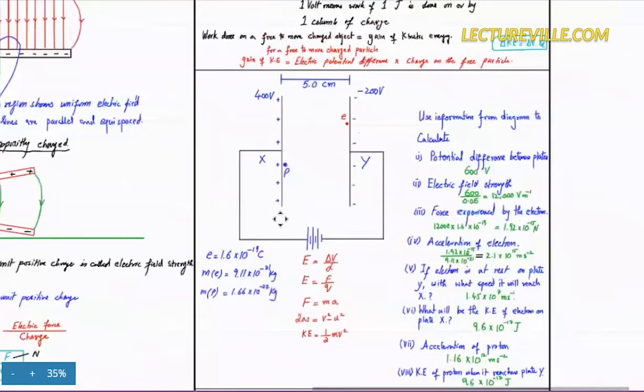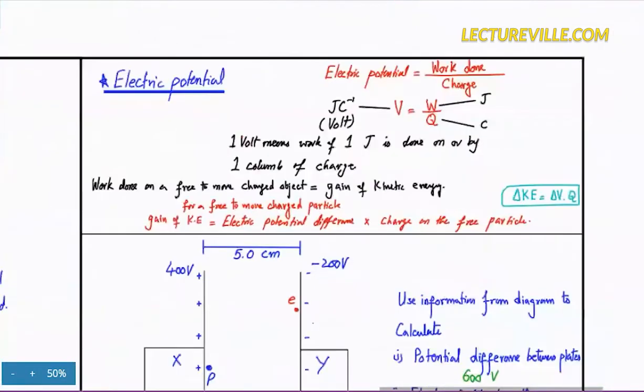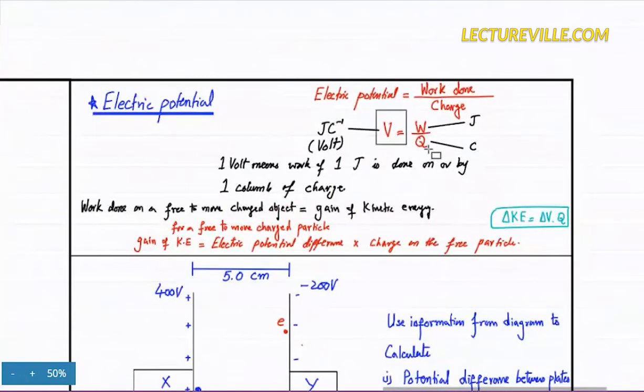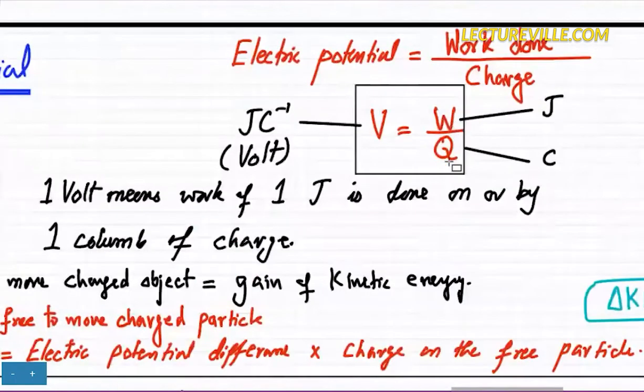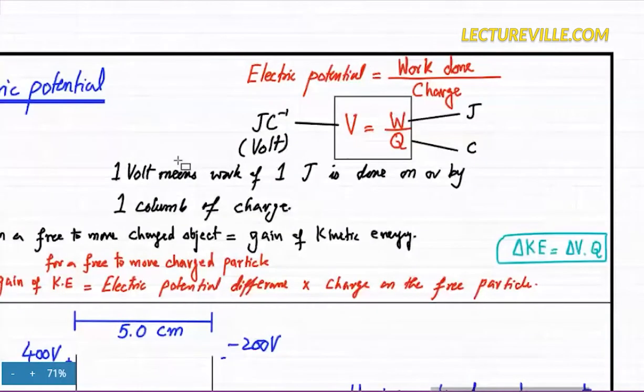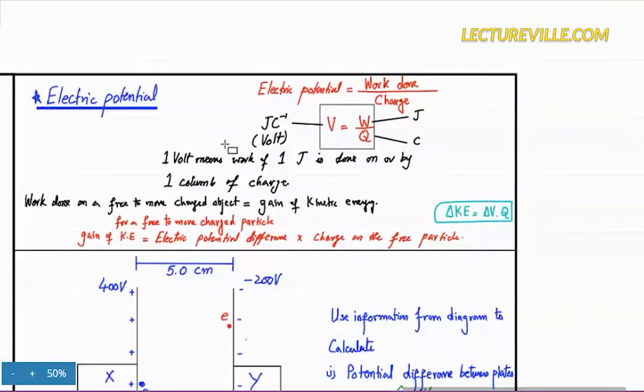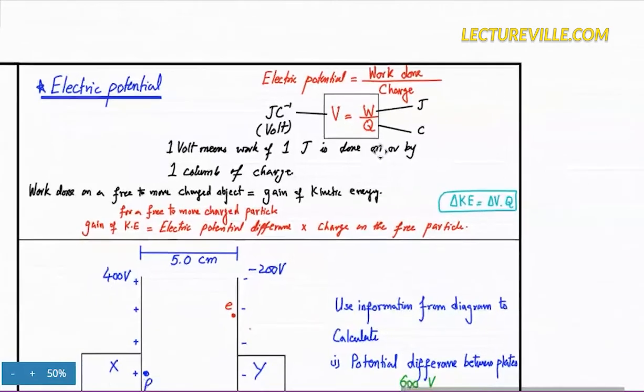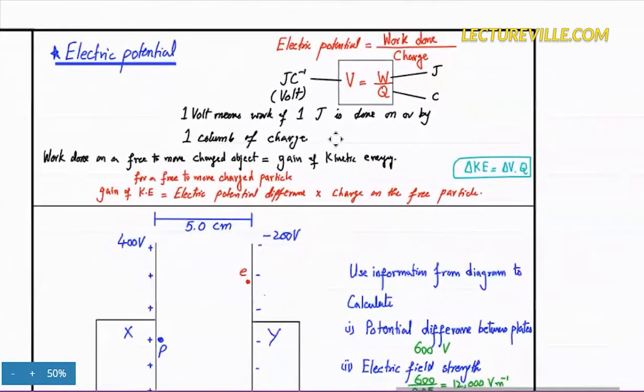Now, electric potential. This is also a very important formula. Electric potential is work done divided by charge. So energy per unit charge is known as electric potential. So if we need to calculate electric potential, we need work done divided by charge. So if you're making a list of formulas, you should add this formula to the list as well.